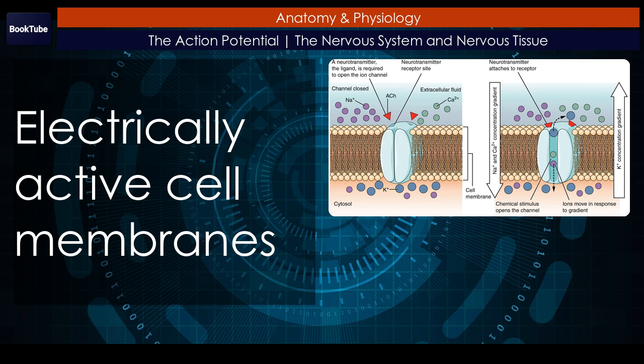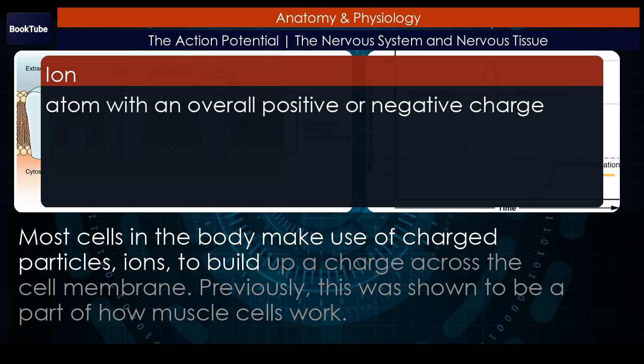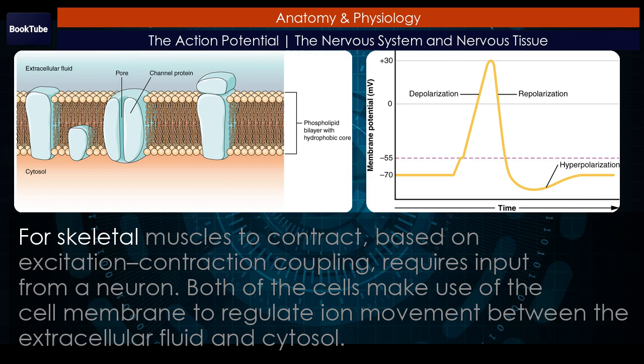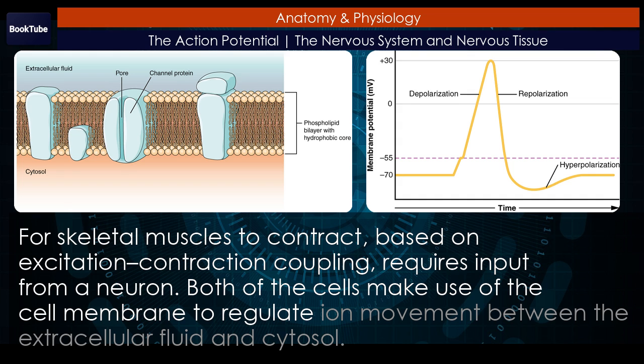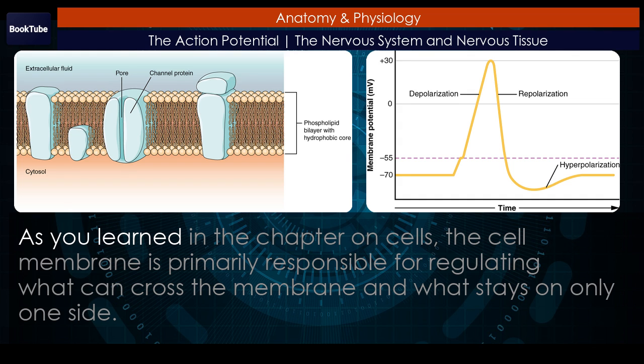Electrically active cell membranes. Most cells in the body make use of charged particles, ions, to build up a charge across the cell membrane. Previously, this was shown to be a part of how muscle cells work. For skeletal muscles to contract, based on excitation-contraction coupling, requires input from a neuron. Both of the cells make use of the cell membrane to regulate ion movement between the extracellular fluid and cytosol. As you learned in the chapter on cells, the cell membrane is primarily responsible for regulating what can cross the membrane and what stays on only one side.